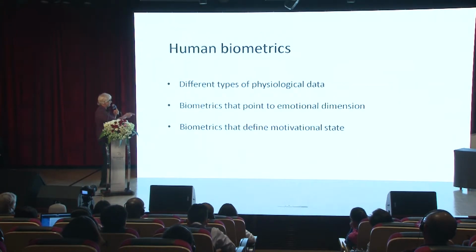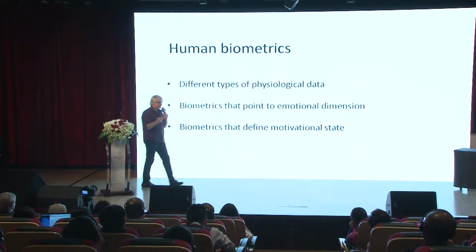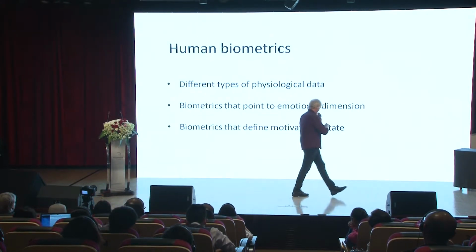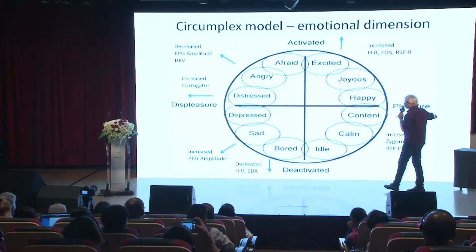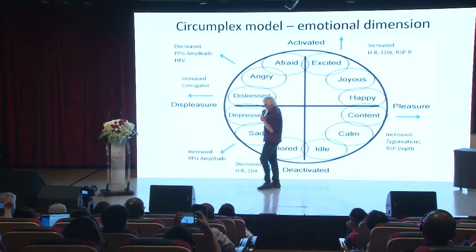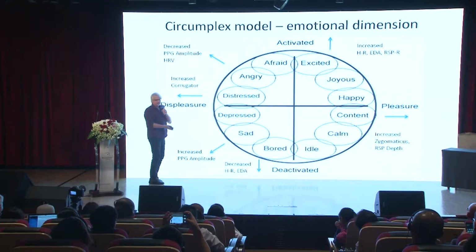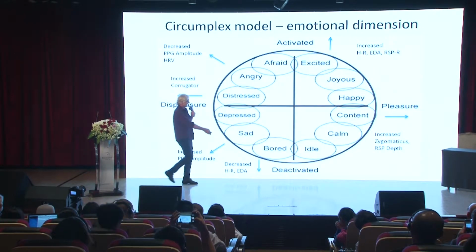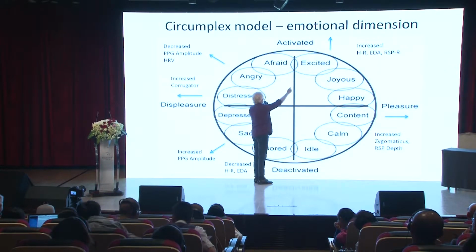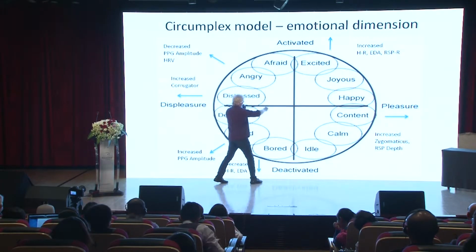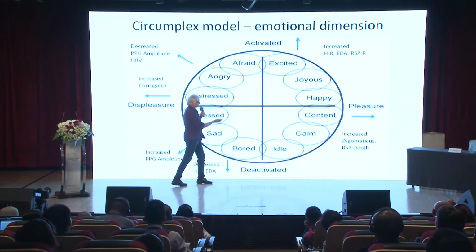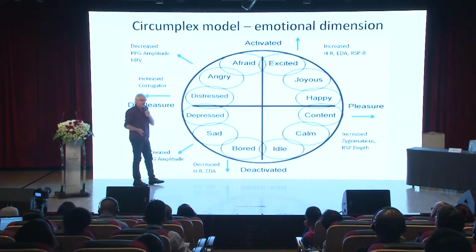So when it comes to human biometrics, there's different kinds of physiological data, and there's biometrics that point to emotional dimension, and then biometrics that define motivational state. So this is work done in 1986. This thing here is called the circumplex model of affect. So it's a 2-dimensional graph, and along this horizontal axis is the axis of pleasure, displeasure. And then this vertical axis is called the axis of arousal. Typically it's called valence and arousal. And then it turns out you can map certain kinds of emotional states on this graph.